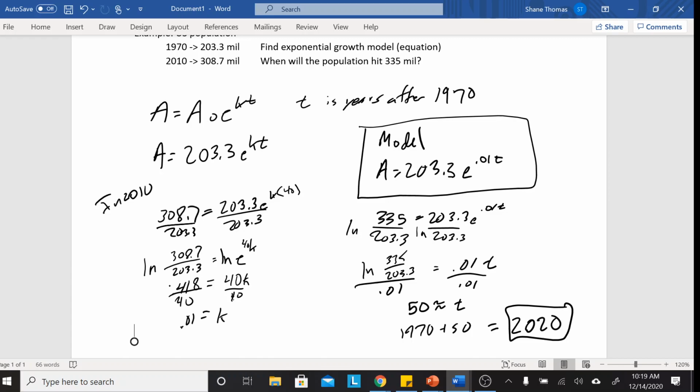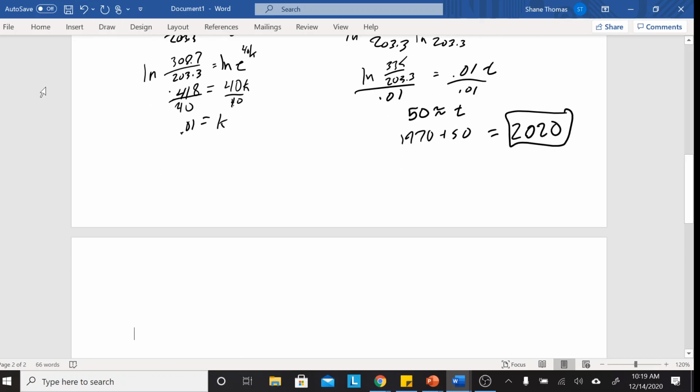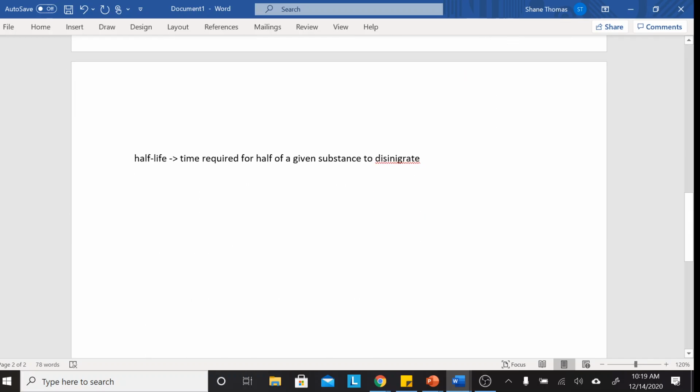So that's something that's going to come up a lot, is carbon dating. So we're going to use one here with that, okay? First off, we got one more definition here. It's a half-life. All right, what is a half-life? A half-life is the time required for half of a given substance to disintegrate. Thank God for spell check.